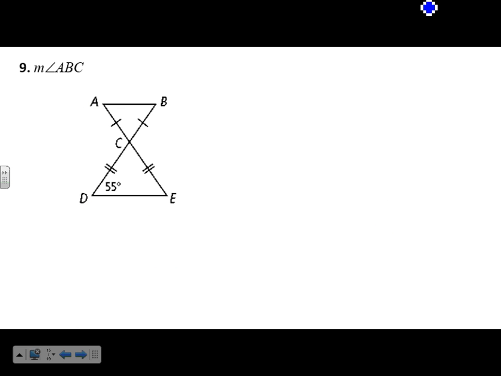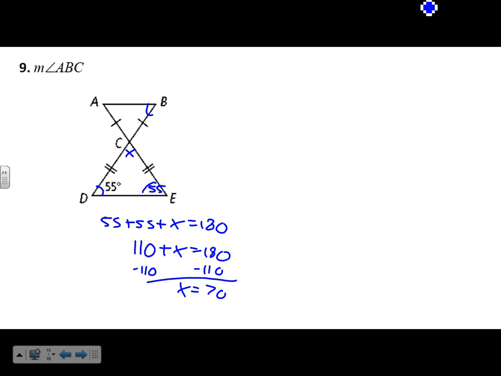ABC, now this one. So this angle is 55, which means this angle has to be 55, so we have to find this one first. This is an interesting one. 110 plus x is equal to 180. Subtract 110. X is equal to 70. So that means this angle right here is 70. Well, it's a vertical angle, so that means this one has to be 70.